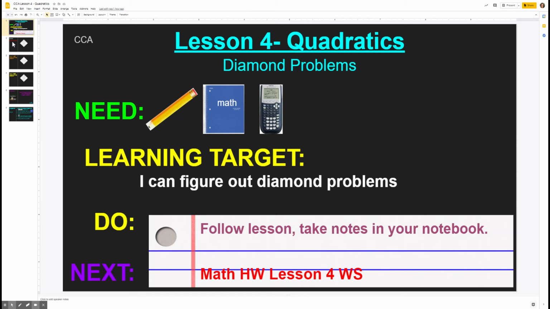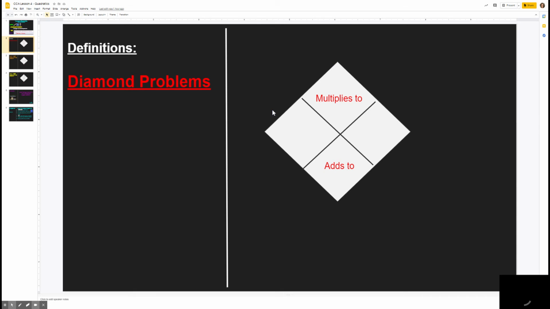All right, so here is our first example. Sorry, this is just the reminder, not our example. So remember doing diamond problems last year. The diamond problems are the ones where you have a number here, and you've got another here. Then you take these two numbers on the right and the left, and you multiply them together to make this top part. And then you add them together to make the bottom part.